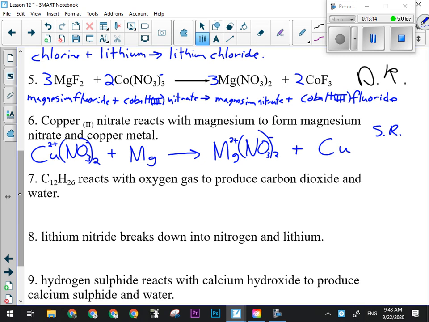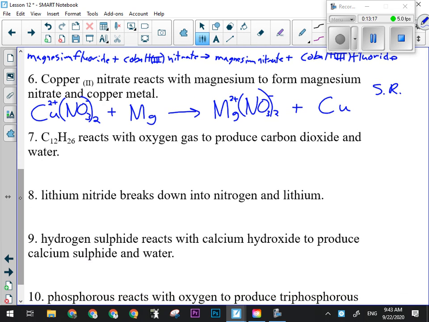All right, I want you guys to try number 7. This is dodecane, but you don't need the name because it gave you the formula. So you're going to write out the reaction here, identify the type, and balance. So for number 7, we've got C12H26. Okay, big numbers for sure. Reacts with oxygen gas, O2. Okay, and like in all reactions of this type, produces carbon dioxide and water as products.